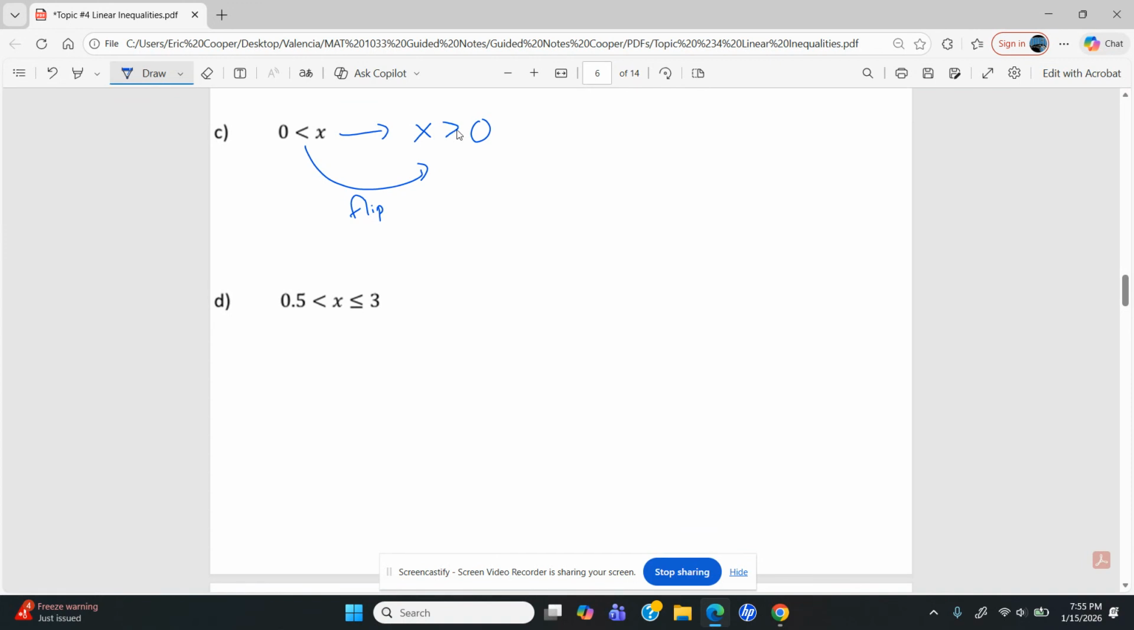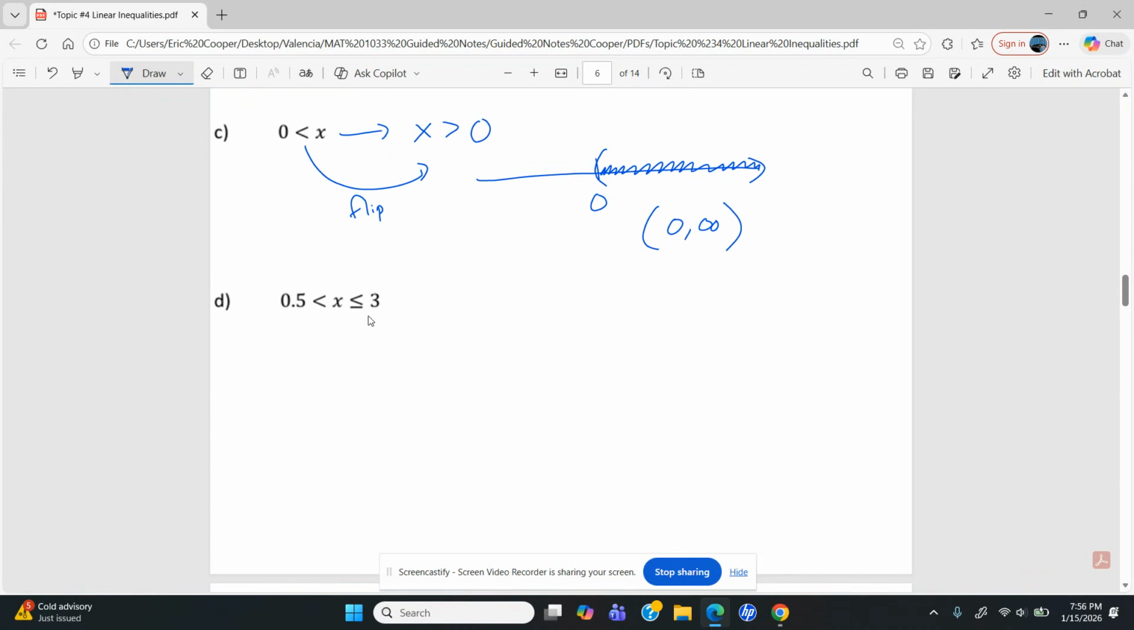So 0 is less than x is the exact same thing as graphing x is greater than 0. So I'm at 0. It cannot equal 0. It's just greater than 0. So we're going to have a parenthesis. And it doesn't ever stop. So we're going to shade all the way to the right because all the values where x is greater than 0 are to the right. In interval notation, 0 is the smallest number. So it goes to the left side and it gets a parenthesis because it cannot equal 0. And it's going to go all the way to infinity, which always gets a parenthesis.